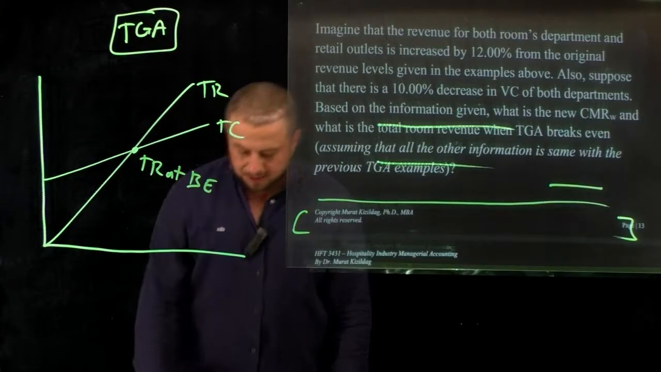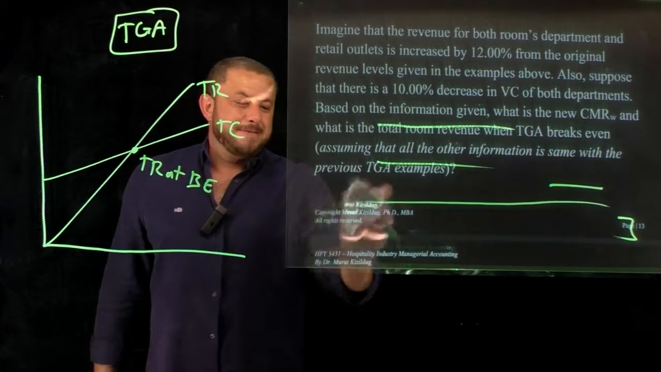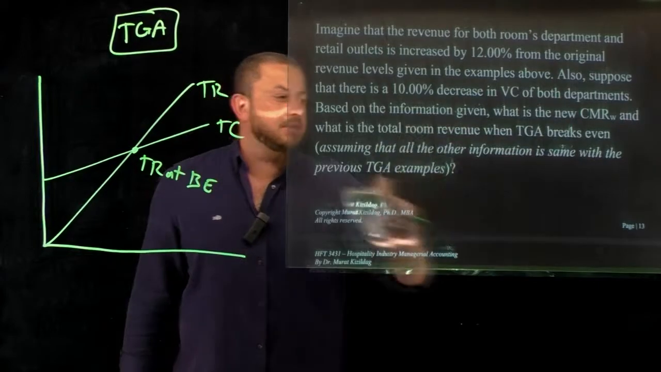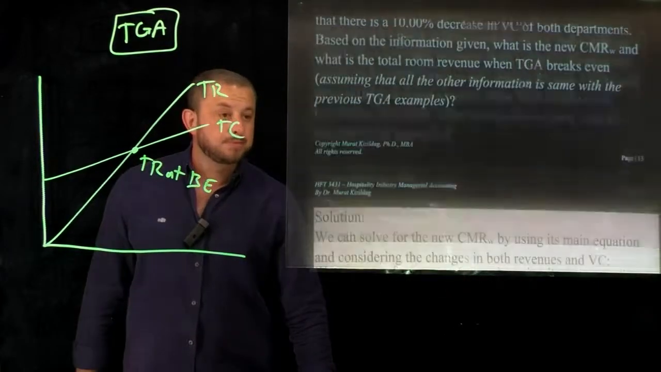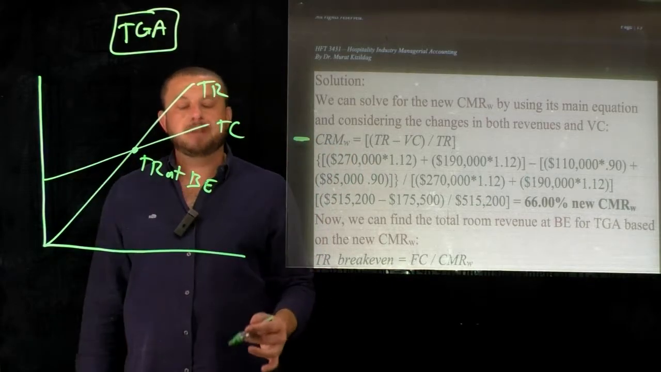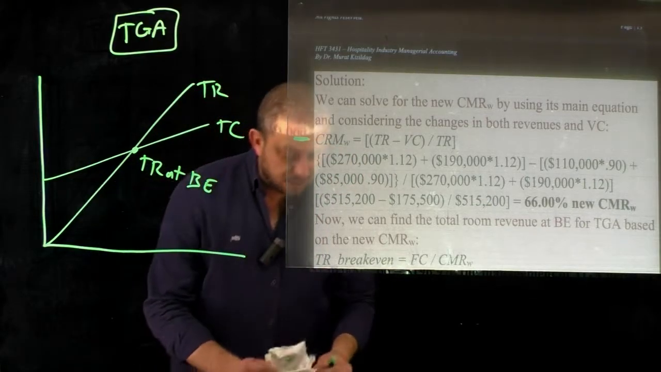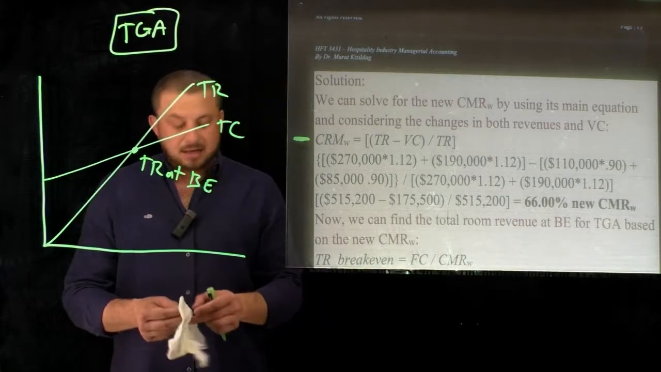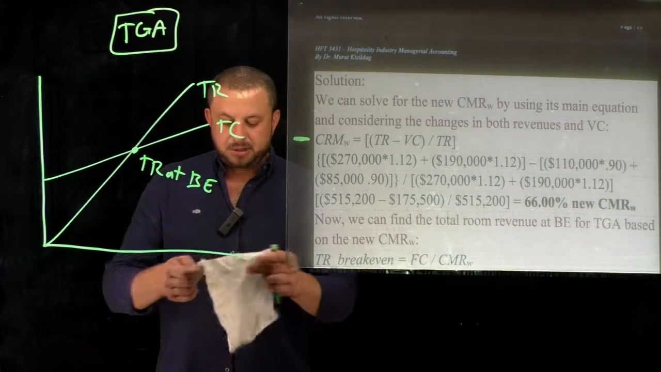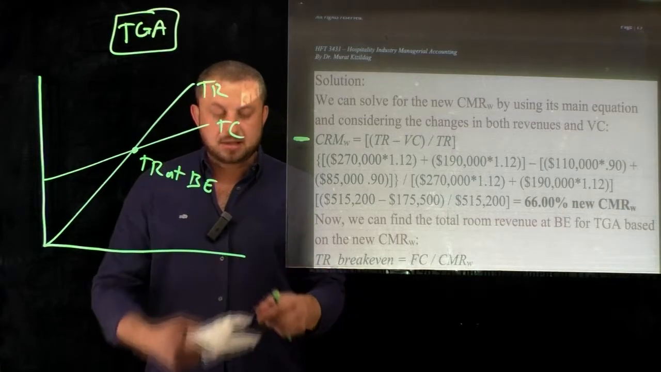Okay, there will be a lengthy solution right now. Okay, but I will show you. We're gonna go step by step as we always do. First, we have to find the new CMRW. We know the formula, we know the specific formula of CMRW, TR minus VC over TR. But again, there will be changes, we have to factor those in.